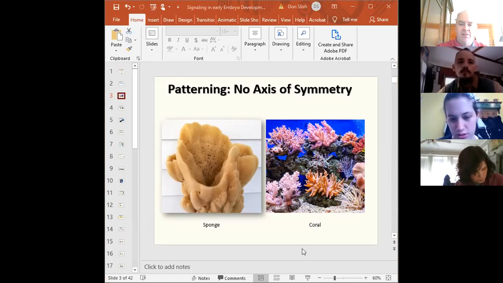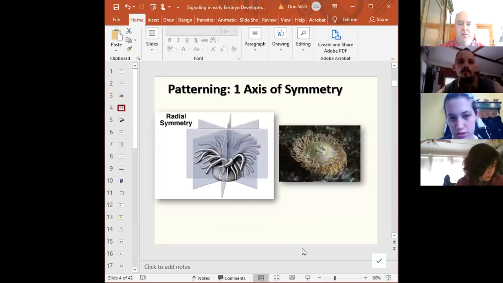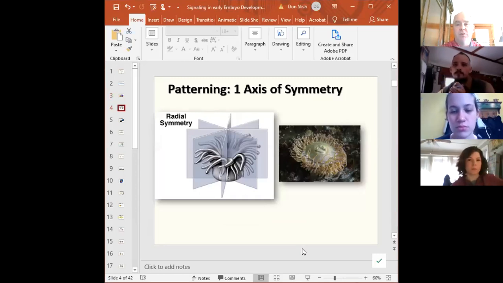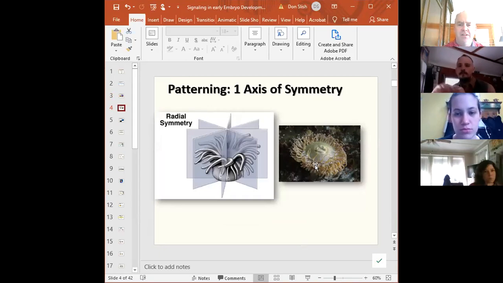When we get to the next level of animal structure, you talk about one axis of symmetry. So here's, I think this is a sea anemone, although I'm not a sea person. Not a fan of the ocean in general, if you don't mind my saying.